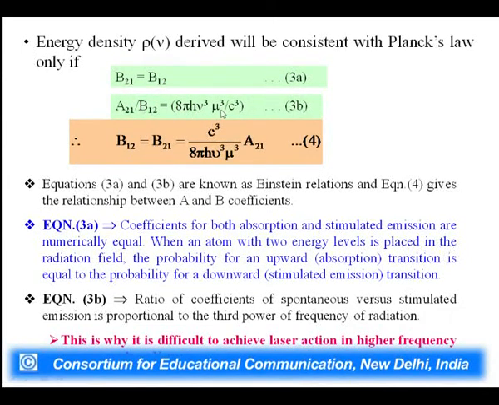Equation 3b defines the ratio of the coefficients of spontaneous versus stimulated emission, A21 divided by B12, which is proportional to the third power of the frequency, nu cube, the third power of the frequency of the radiation. This is why it is difficult to achieve laser action in the higher frequency range such as X-rays, because of the ratio of spontaneous versus stimulated emission. The condition should satisfy, which is equal to nu cube.